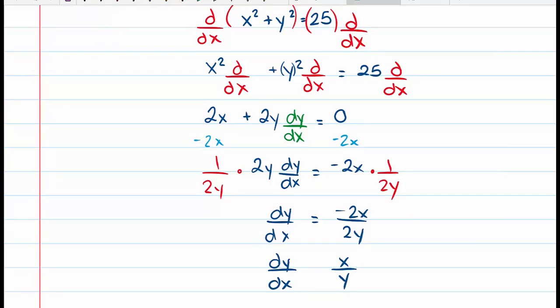Now remember, this is very important to keep in your mind that dy/dx is equal to m. It is equal to the slope.